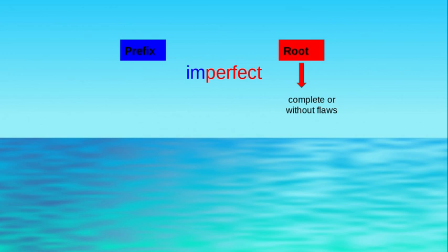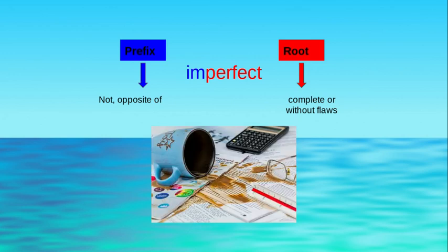Now we add our prefix, im. We know that this prefix means not, or the opposite of. We now have a word that means something isn't complete or without flaws. If something is imperfect, there definitely is something wrong with it.